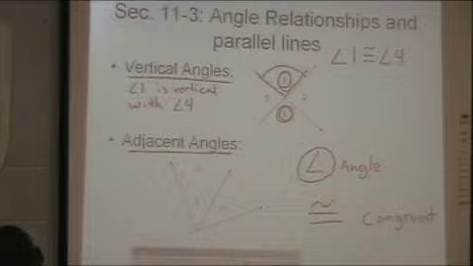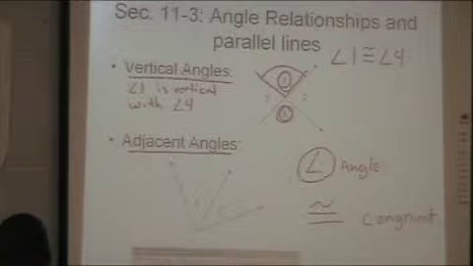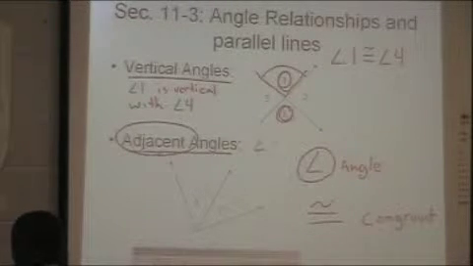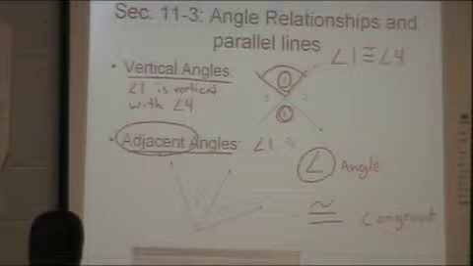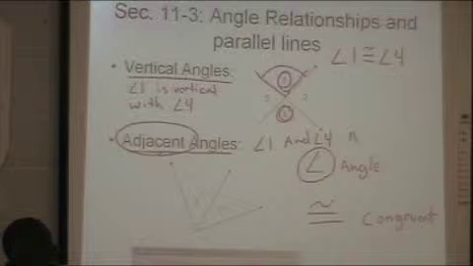Okay? But now, angle 1 and 2 here are not vertical. They're what? Adjacent. See this word right here? Adjacent. Angle 1 and angle 4 are adjacent.